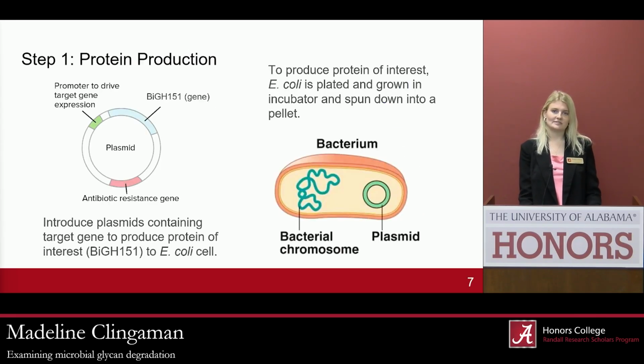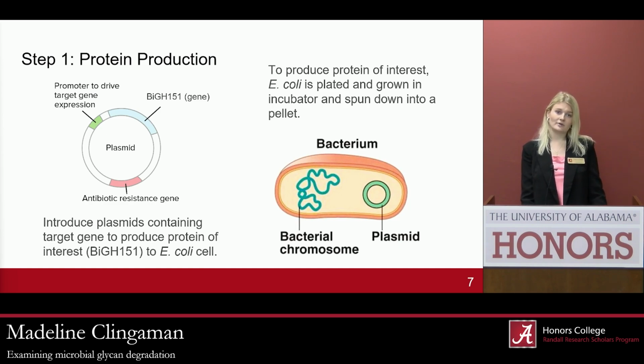The first step in this process is obtaining BIGH151 as a protein so we can study it. BIGH151 occurs naturally in bifidobacteria, like I mentioned. However, it's much more useful and easier to produce this protein recombinantly in the lab. The way that we do this is by inserting a gene into a plasmid that can produce BIGH151, and then inserting this plasmid into E. coli cells. We then plate and grow these E. coli cells in an incubator, and then they can be spun down into a pellet that we can then purify.